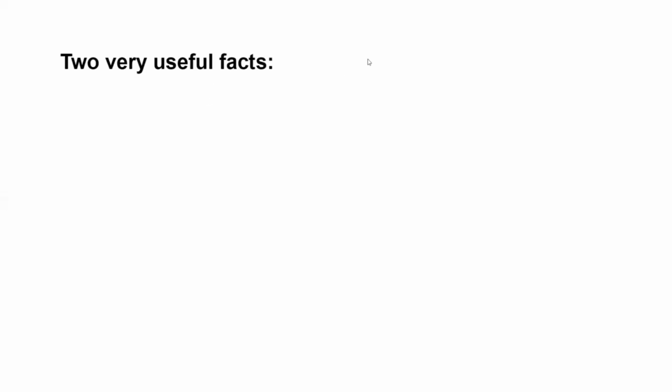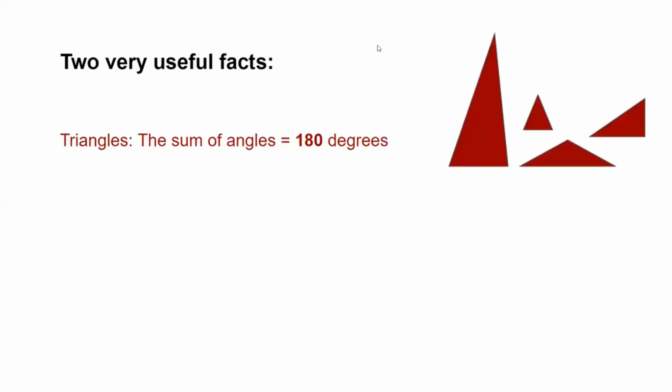In this video, we're going to review various methods you can use to find the missing angles in triangles and four-sided shapes. Two very important facts that we need to keep in mind as we solve these problems. The first is that the sum of all three angles in a triangle will always equal 180 degrees. That means if we know two of the angles, we can find the third through subtraction.